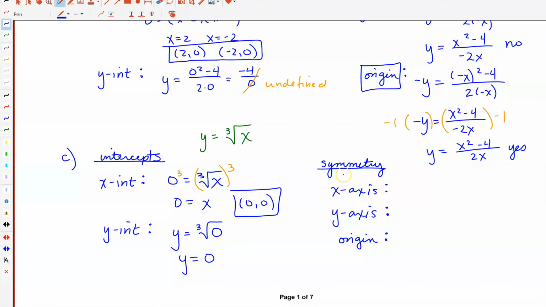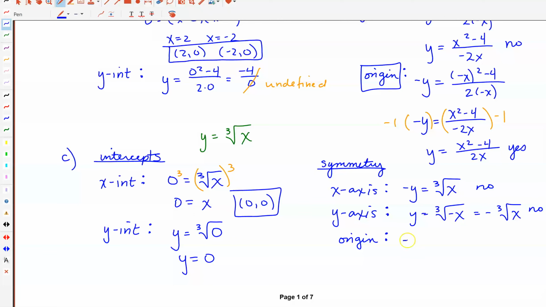So for x-axis symmetry, we're going to let y be negative y, and we're going to see if we get something that's equivalent to what we started with. So we get negative y is equal to the cube root of x, which, nope, that's not what I started with. For y-axis symmetry, we're going to let x be, I'm sorry, x be negative x. And we can pull that negative out in front of the radical, but I can still see that I don't get what I started with. So no, it's not going to have y-axis symmetry.